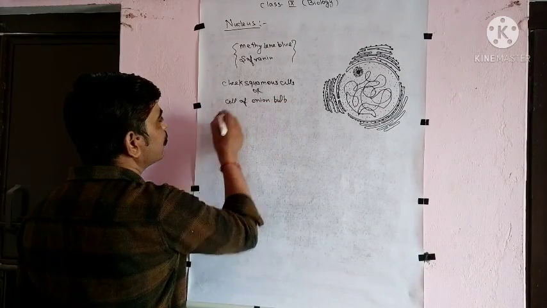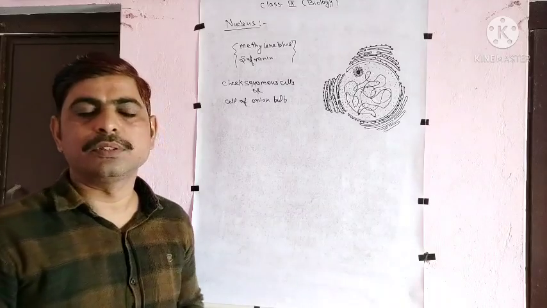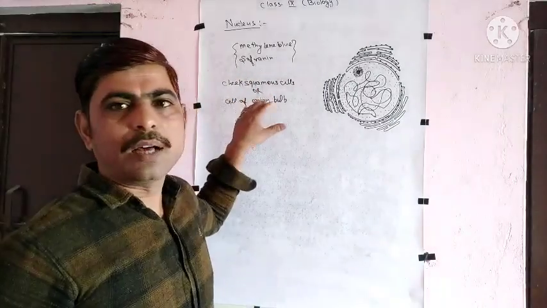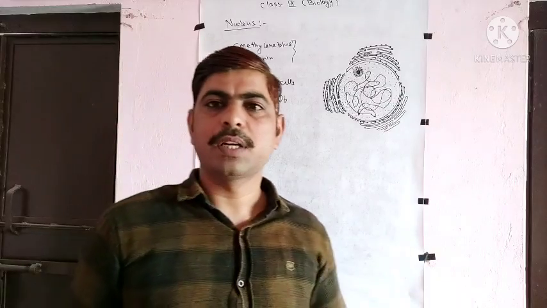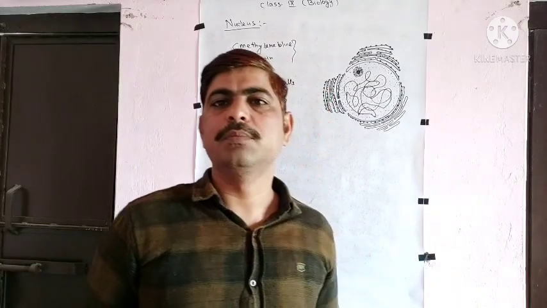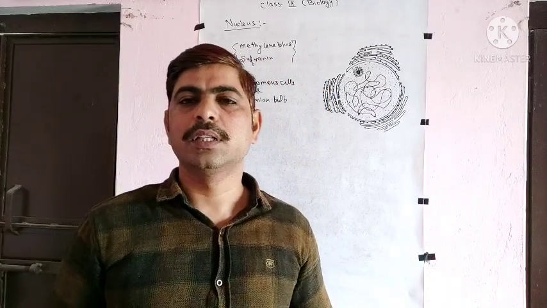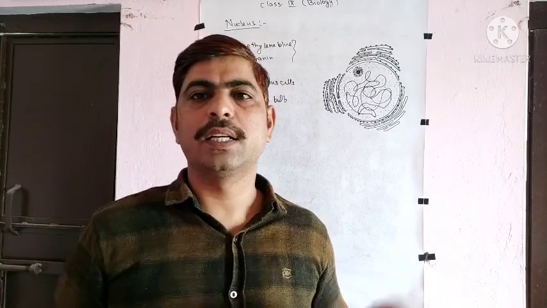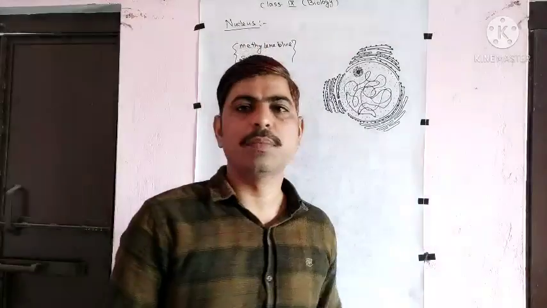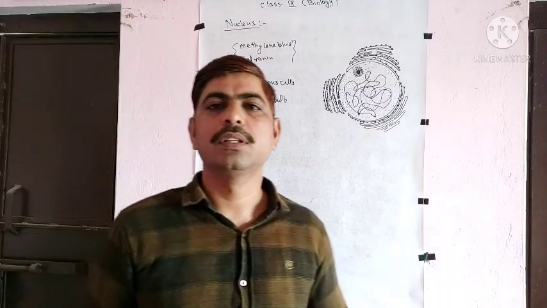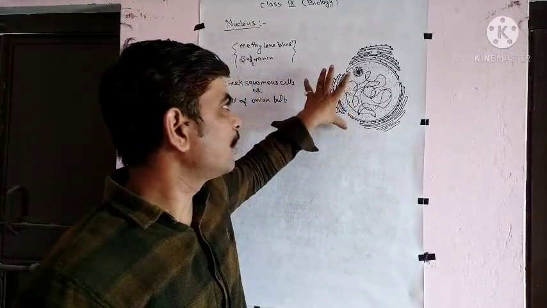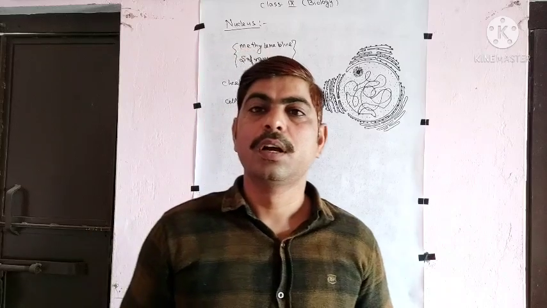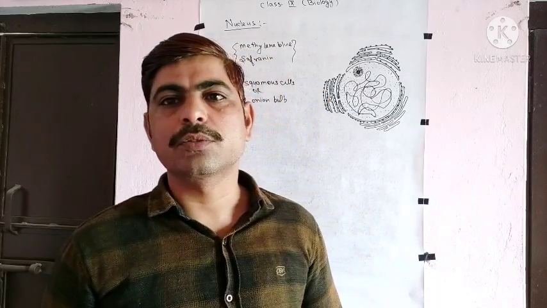Perhaps you saw the cell of onion bulb in your previous class. So the peel of onion bulb is stained with safranine or methylene blue, and then mounted on the slide and observed under the microscope, and we are able to see the nucleus. But the ultrafine structure of the nucleus is only visible under the electron microscope.